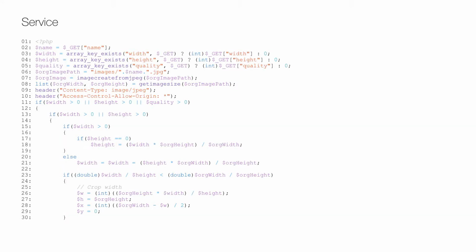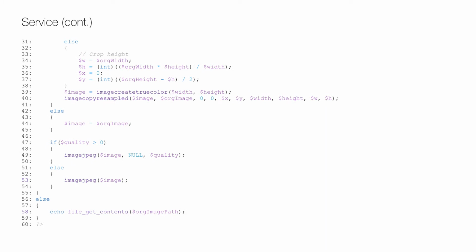And first we collect the parameters on line 2 to 5. We retrieve the original image on line 6 and 7. We get its dimensions on line 8. And we set the response headers on line 9 and 10. We check if any resizing or quality parameters were specified on line 11, and if not, we just return the original image, as you will see in the next screen on line 58.